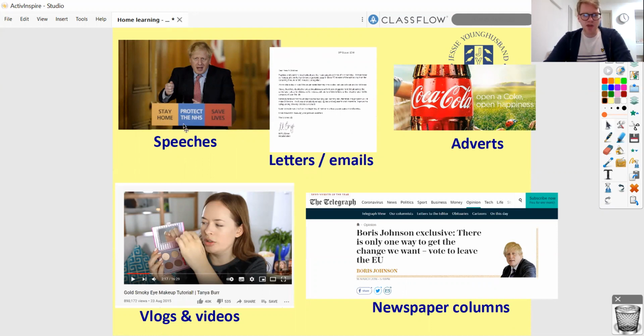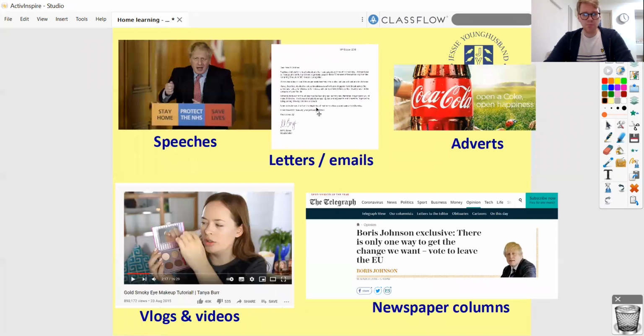It's got that really important message: stay home, protect the NHS, save lives. And that's actually an example of one of the features that we're going to be looking at in more detail tomorrow. So maybe you can think back to this then. Letters and emails are very often persuasive in nature. So if you're writing a letter to maybe convince a company to give you your money back, or persuading someone to hire you or give you a job, those would be persuasive letters.